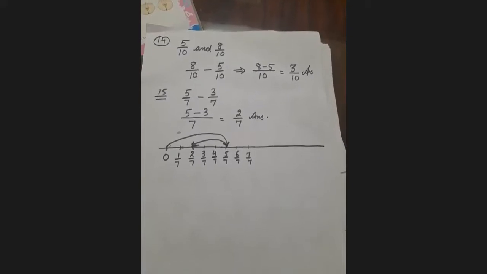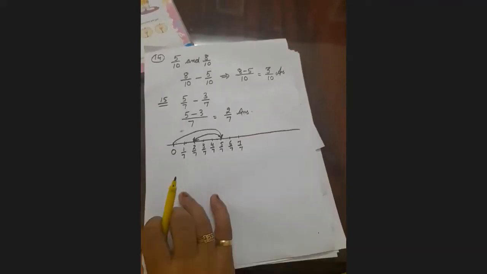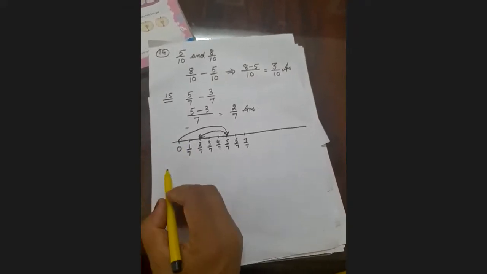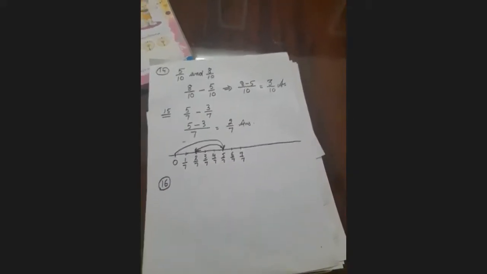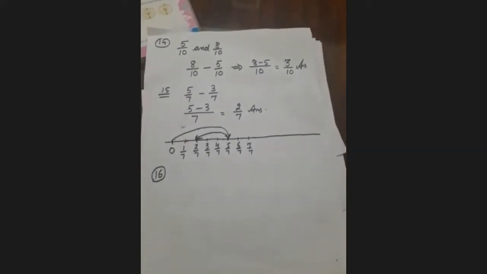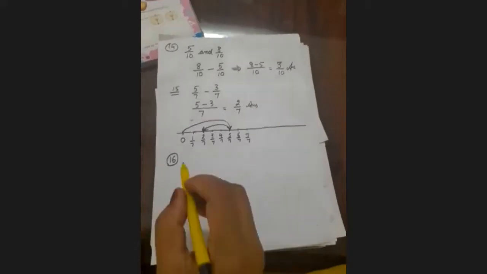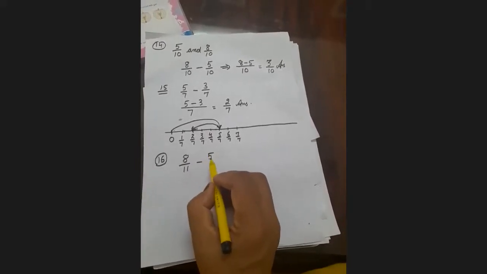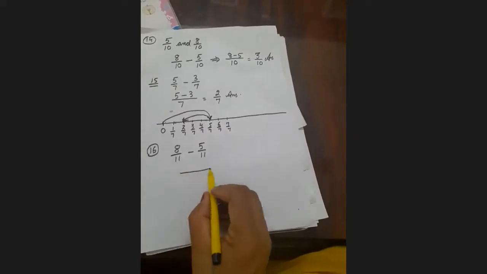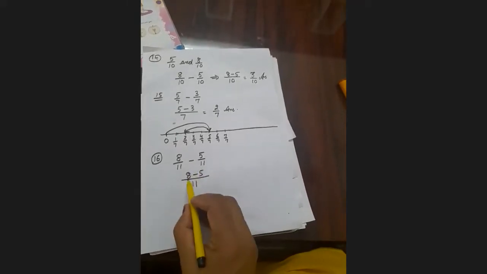Dear students, next is 16th question. Now we have 8 upon 11 minus 5 upon 11. Yes, students, now your statement is 8 upon 11 minus 5 upon 11. Now, students, first we write 11 as it is, then 8 minus 5. 8 minus 5 is 3.